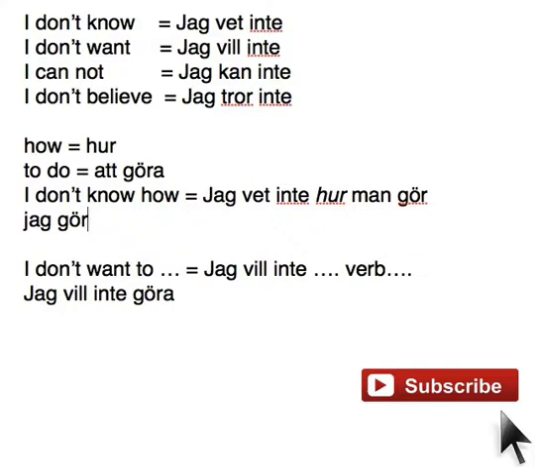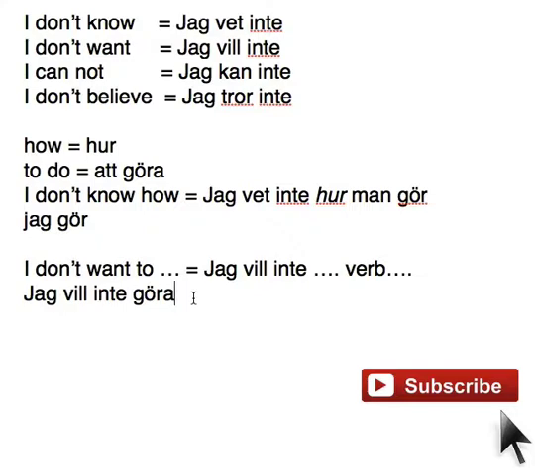So you can put together the word I do. All right, so jag gör, jag vill inte göra, att göra. So you don't change, meaning you use the infinitive form. That means the form you find in the dictionary. Jag vill inte göra. I don't want to do.